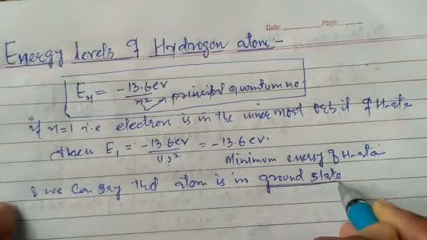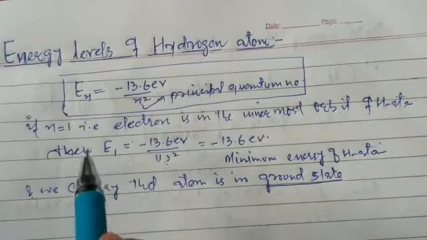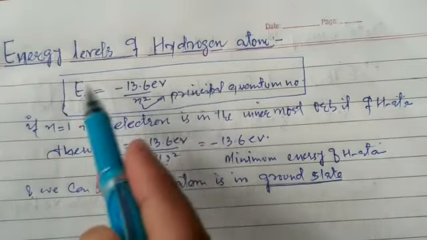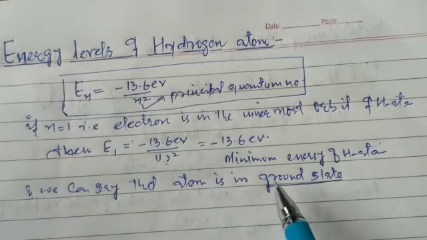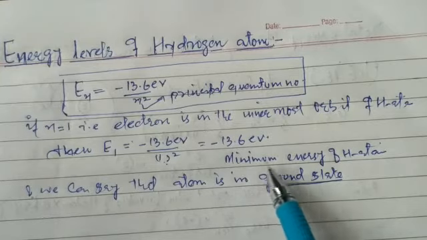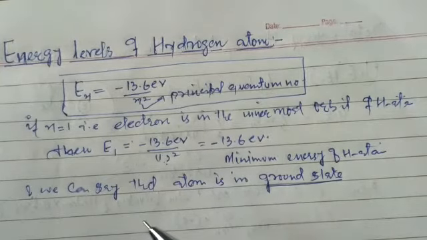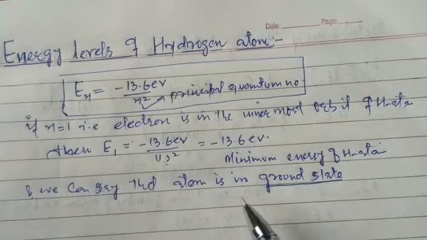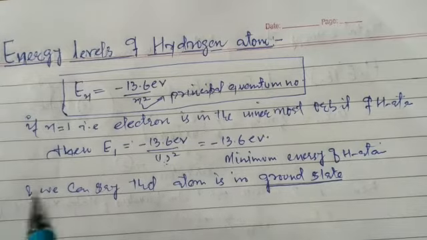Ground state means when the electron in the hydrogen atom is in the innermost orbit, then it has the minimum energy, that is minus 13.6 electron volt, because n is equal to only 1. And we can say that the atom is in the ground state. So what is ground state? Ground state is when the electron in hydrogen atom is in the innermost orbit.